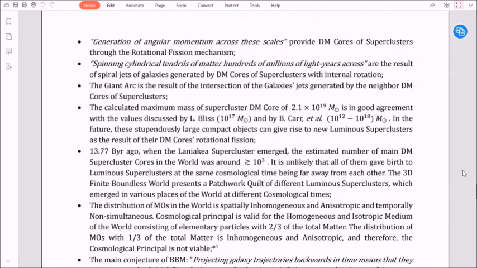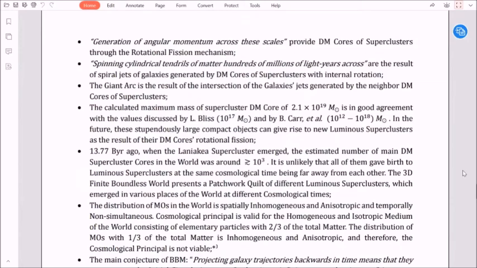Spinning cylindrical tendrils of matter hundreds of millions of light years across are the result of spiral jets of galaxies generated by dark matter cores of superclusters with internal rotation. The giant arc is the result of the intersection of the galaxy jets generated by the neighbor dark matter cores of superclusters. The calculated maximum mass of a supercluster dark matter core, about 10^19 solar masses, is in good agreement with the values discussed by Bliss and by Carr. In the future, these stupendously large compact objects can give rise to new luminous superclusters as the result of their dark matter cores' rotational fission.